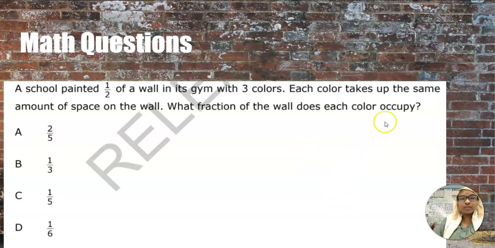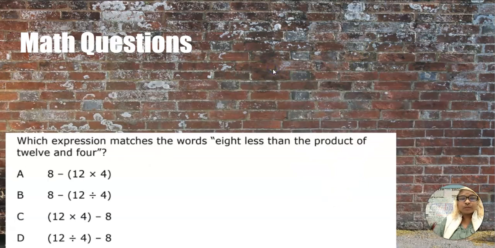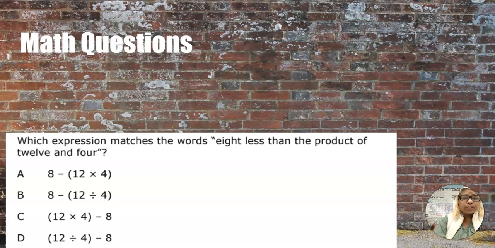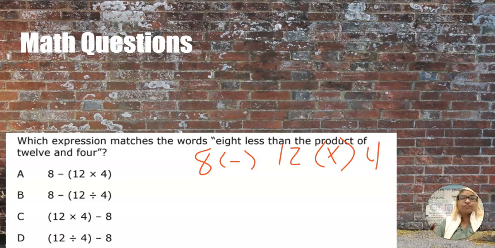All right. Let's do another one. Let's do this one here. Let's get off of fractions for a little bit. So, which expression matches the words 8 less than the product of 12 and 4? These are definitely one of those problems where you're going to have to break down problems. So we have 8 less, so I know somewhere there's going to be some subtraction. Then the product, which I know is multiplication of 12 and 4.